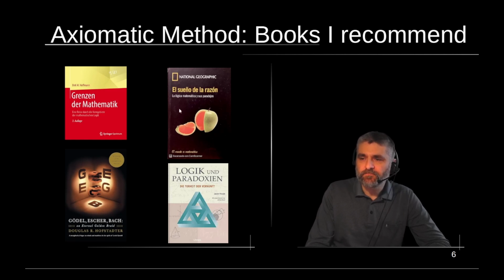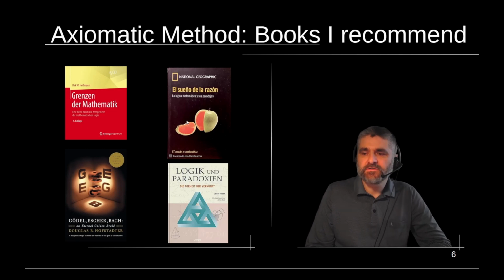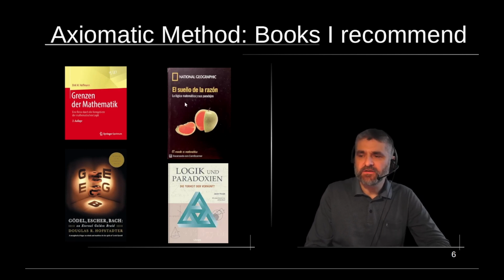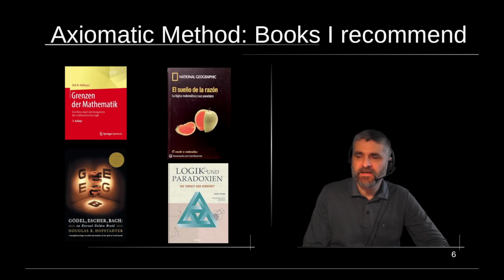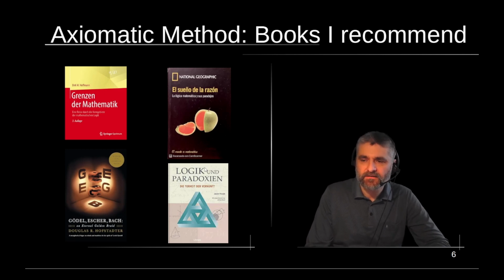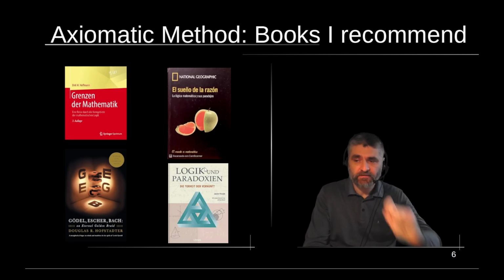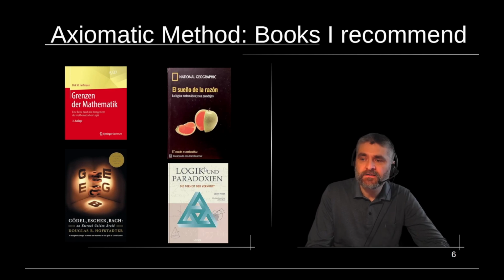The third book is a book of Javier Fresan, which was originally published in Spanish. El Sueño de la Razón was the title. And I don't speak Spanish, so I have the book in its German translation, Logik und Paradoxien, Logic and Paradoxes. It is in fact a great book about the axiomatic method.